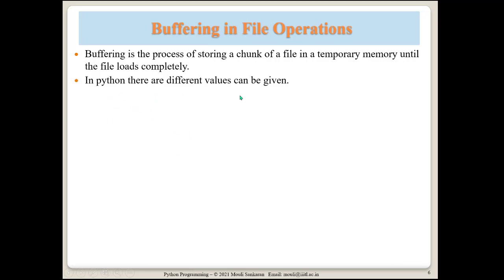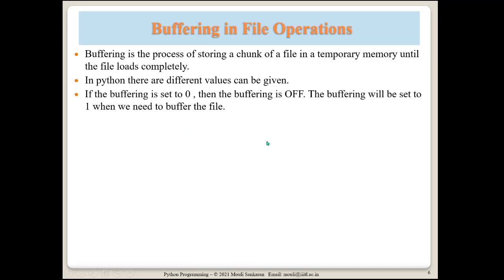So in Python, different values can be given. You can actually say whether you want buffering to be enabled or not. If it is set to 0, then buffering is off. Buffering will be set to 1 when we need to buffer the file. That will be much faster when you are accessing bigger data files. Enable buffering. Don't think that if you enable buffering, it is going to slow down your access. Actually it is going to enhance the performance of your Python program, because the OS will do it in the background. It is not going to slow down your program.